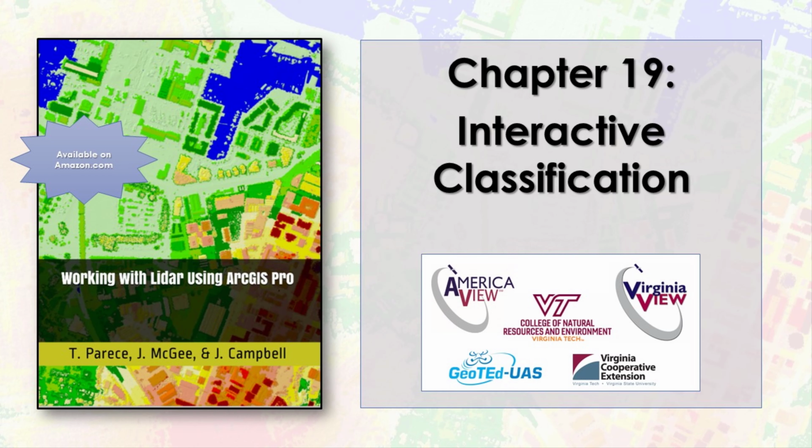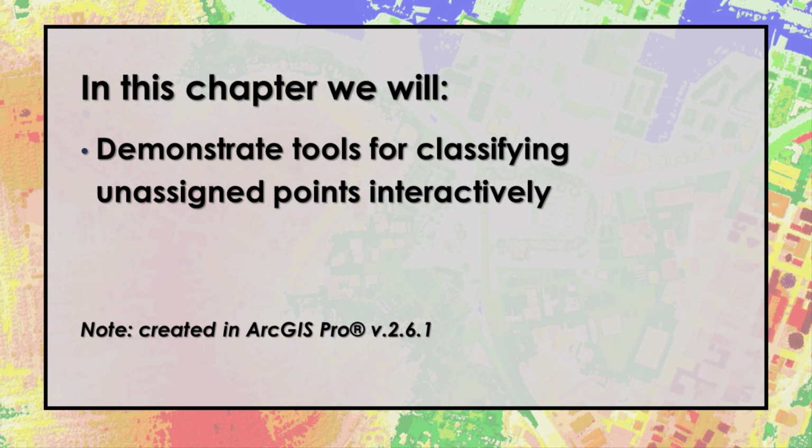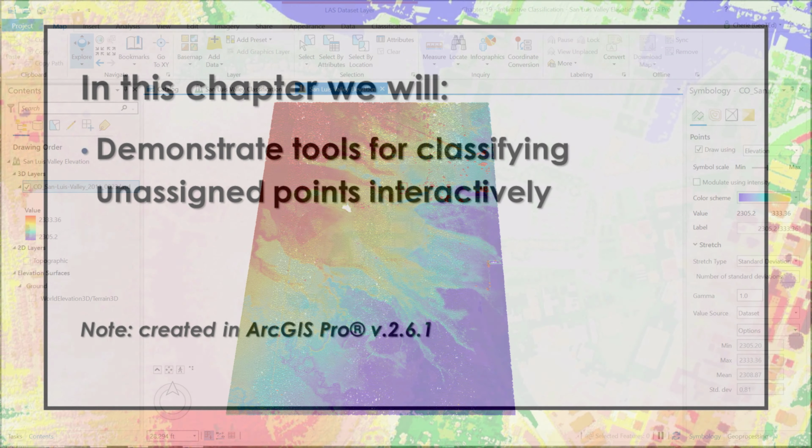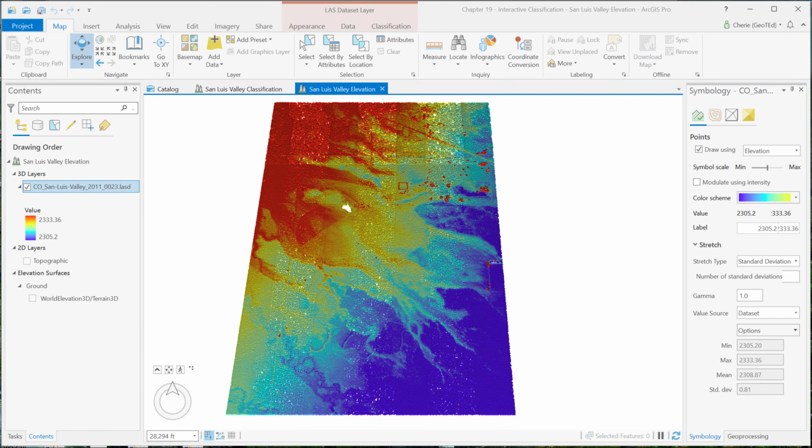In this chapter, we'll cover the tools for classifying individual points or groups of points interactively. We begin with a new map scene and the San Luis Valley LAS dataset. You may want to begin by copying the entire raw data folder to a new folder for this project because the classifications we make will change the original data, and there is no undo once you've committed a classification.